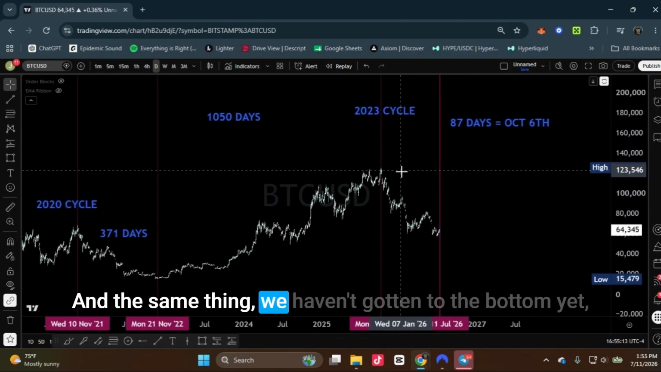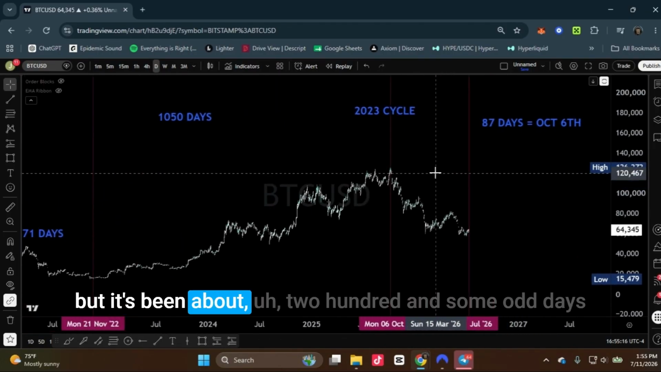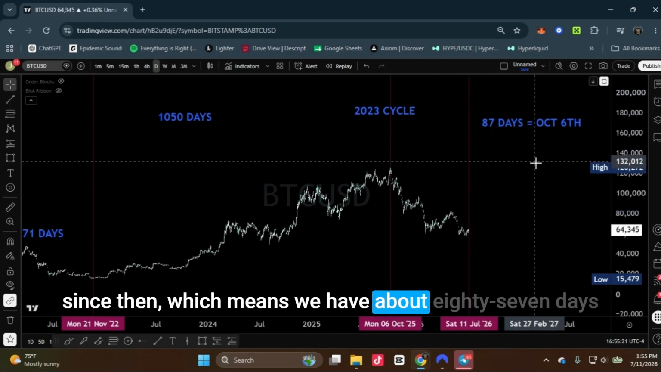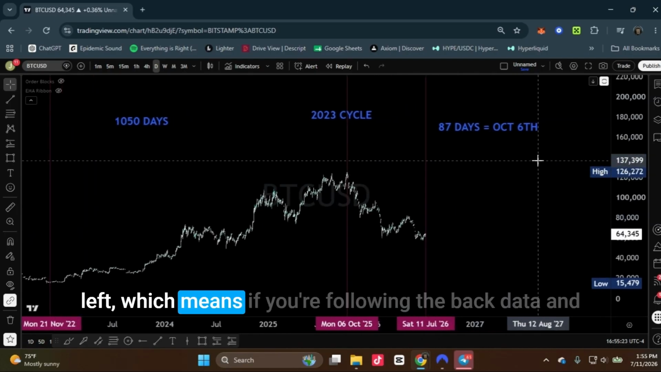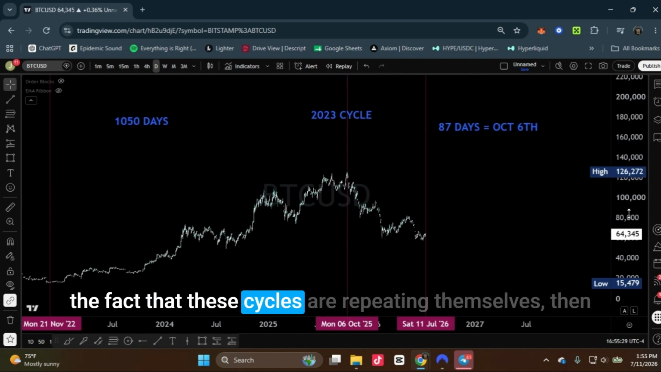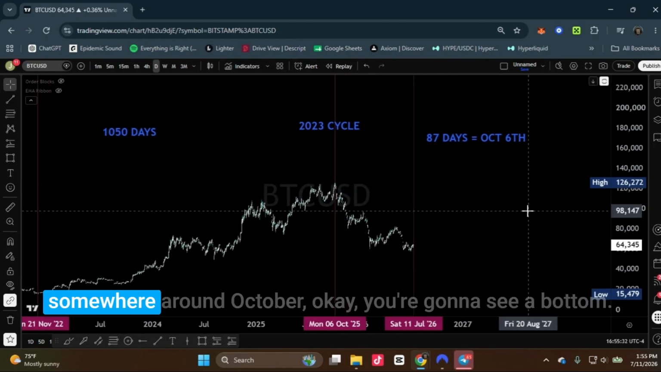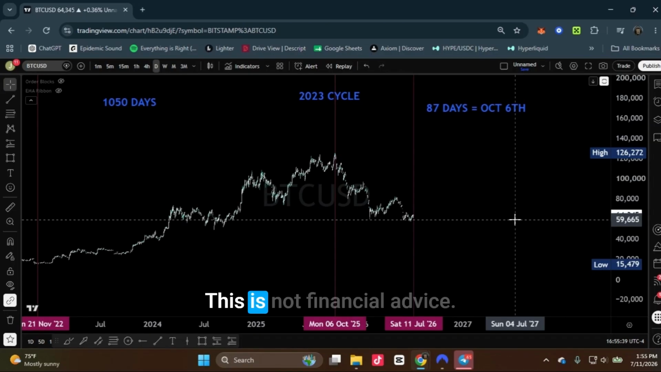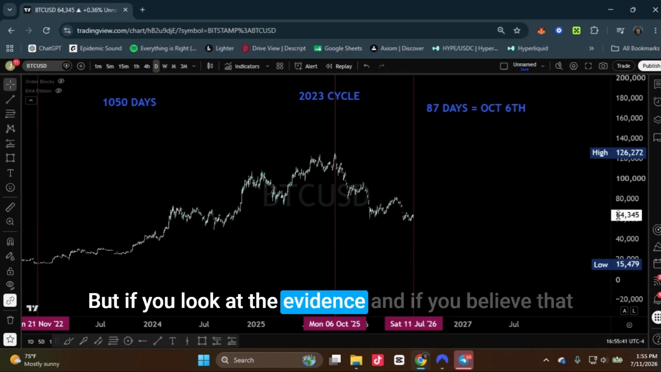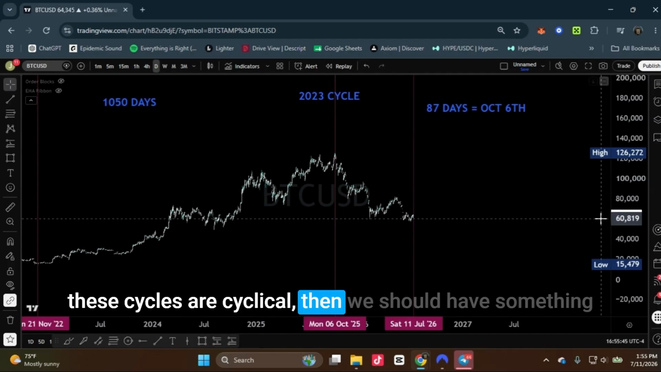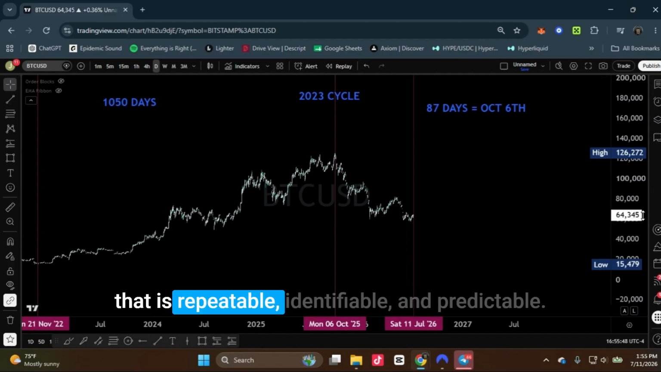And the same thing, we haven't gone to the bottom yet, but it's been about 200 and some odd days since then, which means we have about 87 days left, which means if you're following the back data and the fact that these cycles are repeating themselves, then somewhere around October, okay, you're gonna see a bottom. I could be wrong, this is not financial advice, but if you look at the evidence and if you believe that these cycles are cyclical, then we should have something that is repeatable, identifiable, and predictable.